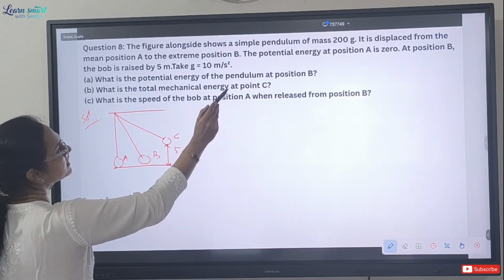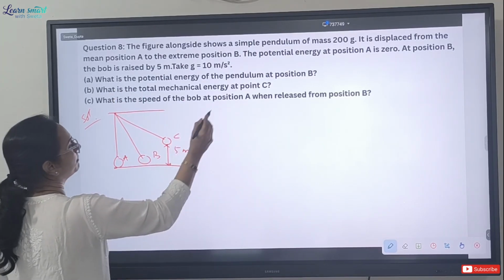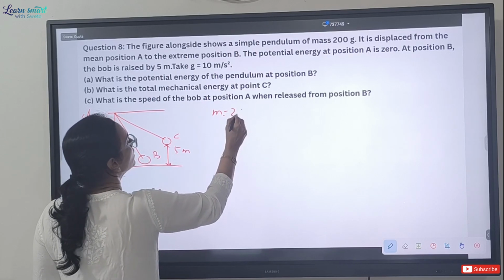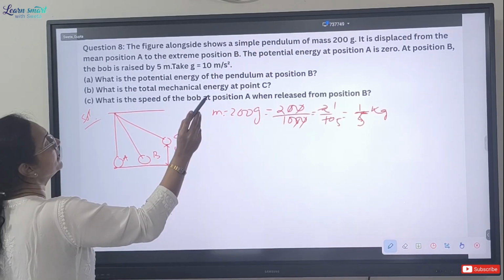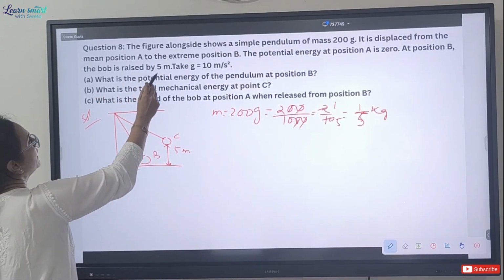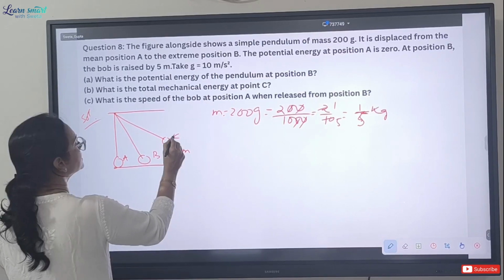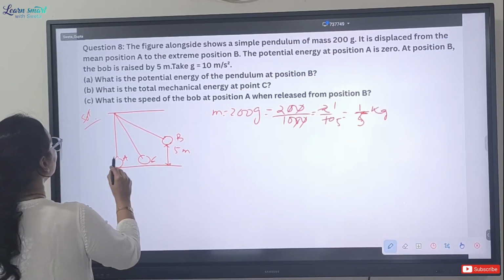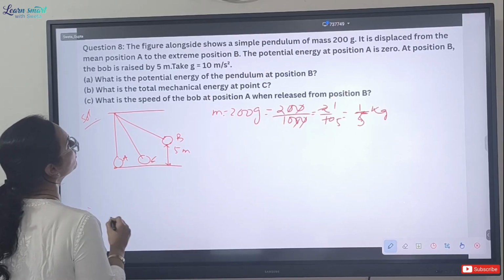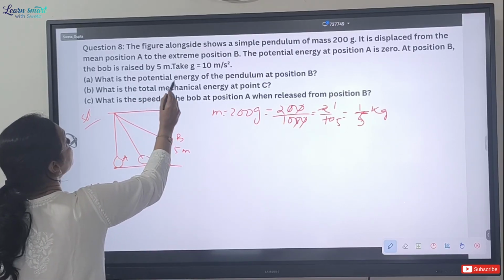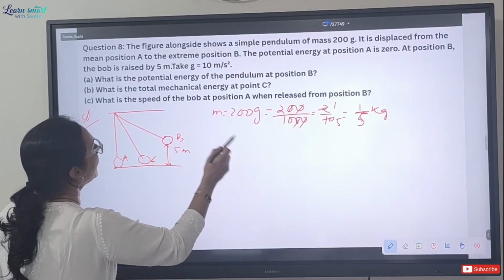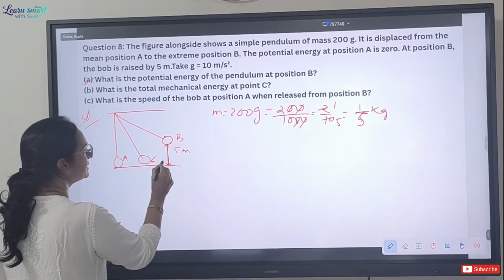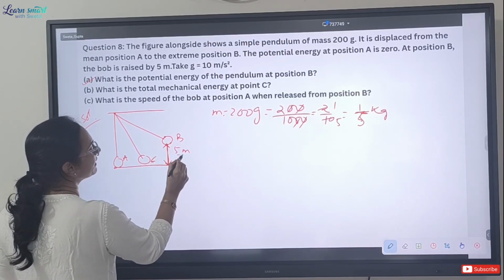Question number 8, this figure is given. The figure alongside shows a simple pendulum of mass 200 gram. So mass is 200 gram. Now it is displaced from mean position A to extreme position B. So pendulum goes from A to B, and the height of B you can see is 5 meter. What is the potential energy of the pendulum at position B? Here we can see at B the height is 5 meter.